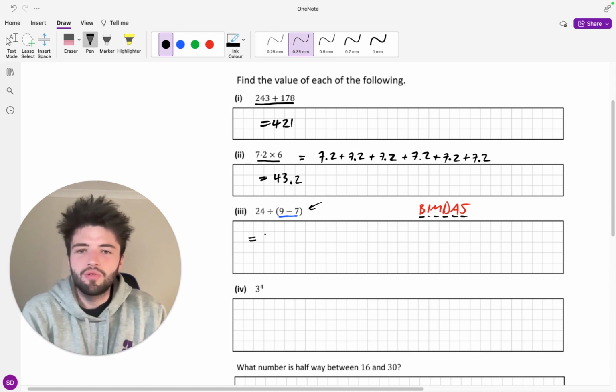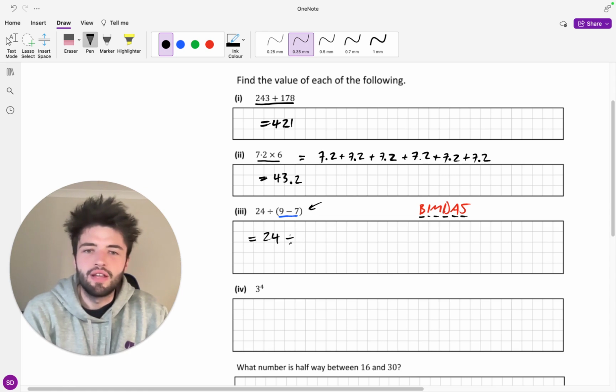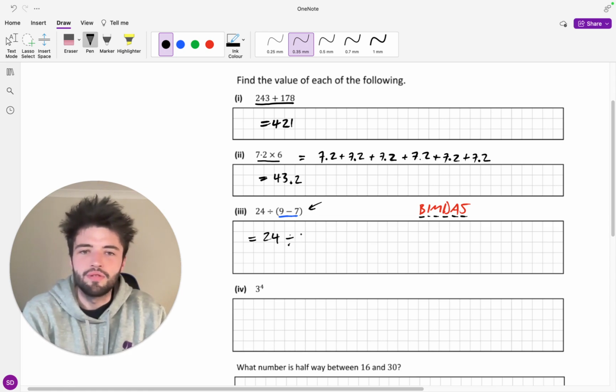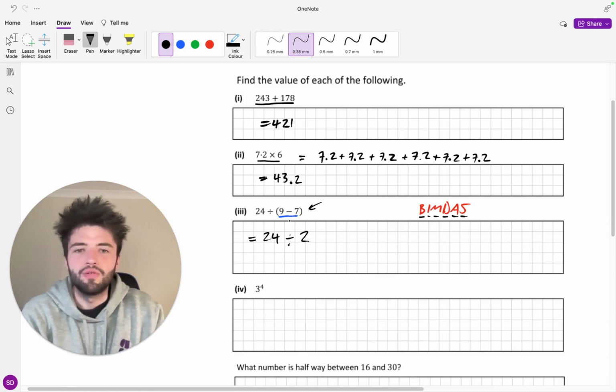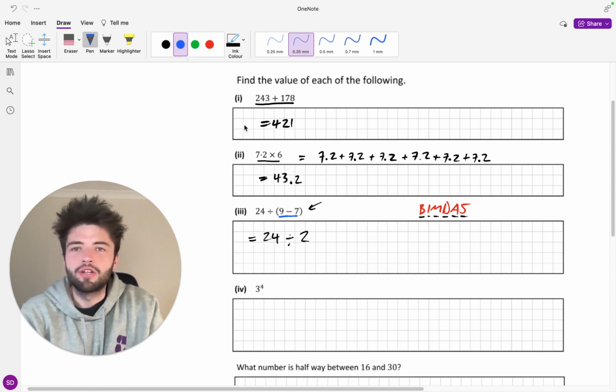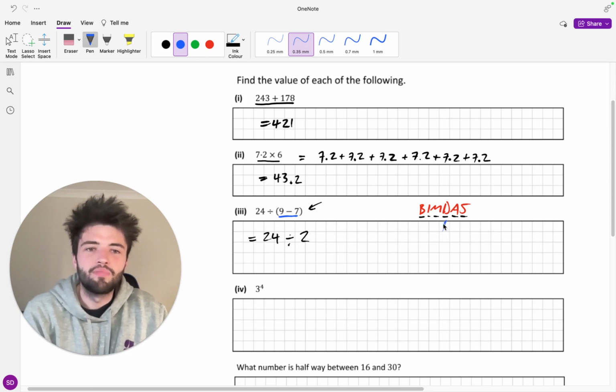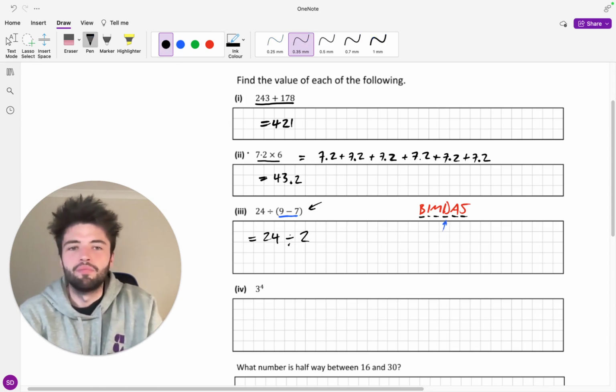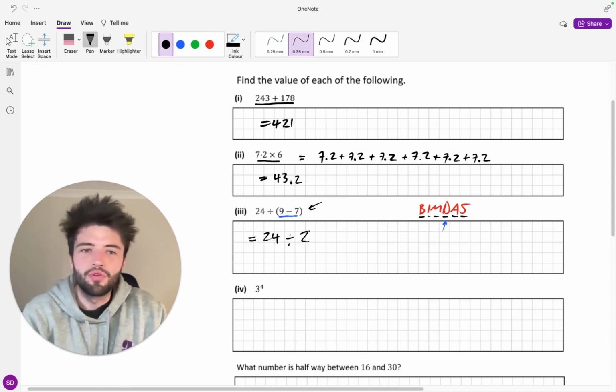So I'm just going to put equals 24 divided by, and then instead of our bracket we want a number, so we're going to simplify this bracket, and we have 9 minus 7, and we know that 9 minus 7 is going to be equal to 2. So we're going to have 24 divided by 2, and you can see now we've only got one operation left, which is division. It is in the middle of BIMDAS, but it doesn't actually matter too much once you only have one operation, because there's no order to worry about anymore. So now we've just got to divide 24 by 2, and 24 over 2 is going to be 12. So that's going to be our answer for part 3.